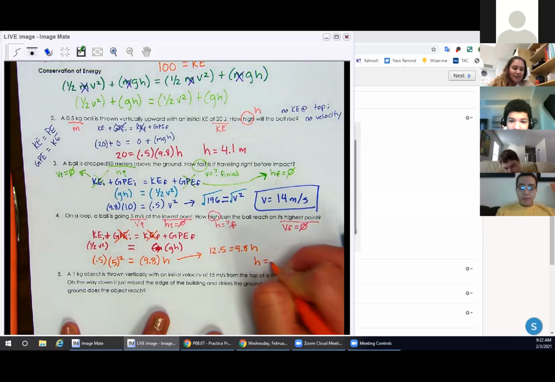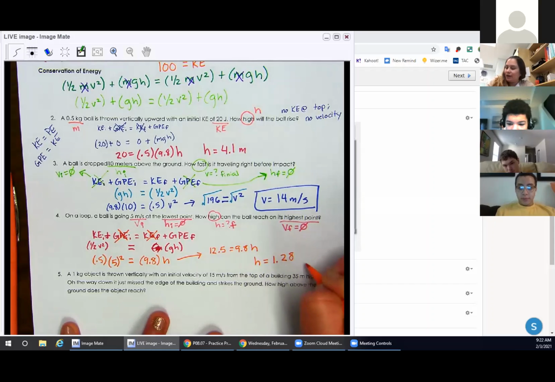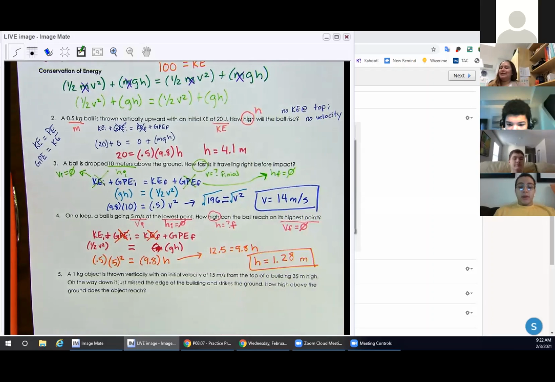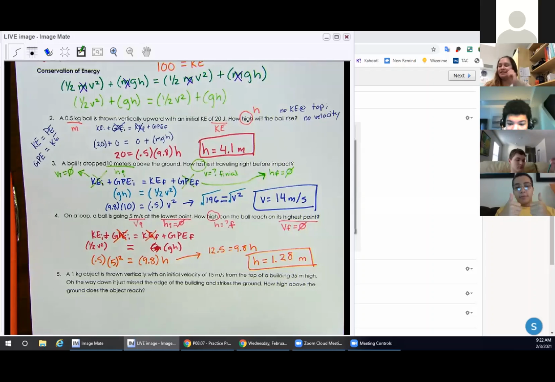Your height is going to be 1.28 if you round it. Easy peasy, right? We're good. Does it all make sense now? Isn't it all easier? Now you're going to fly by this fast.